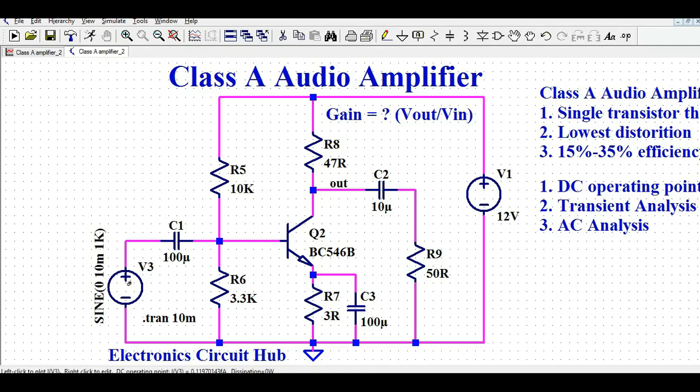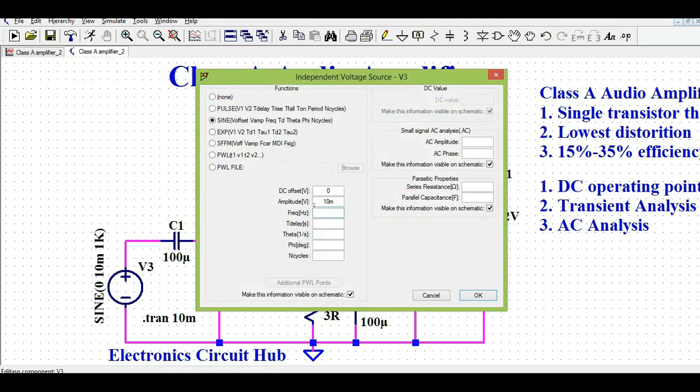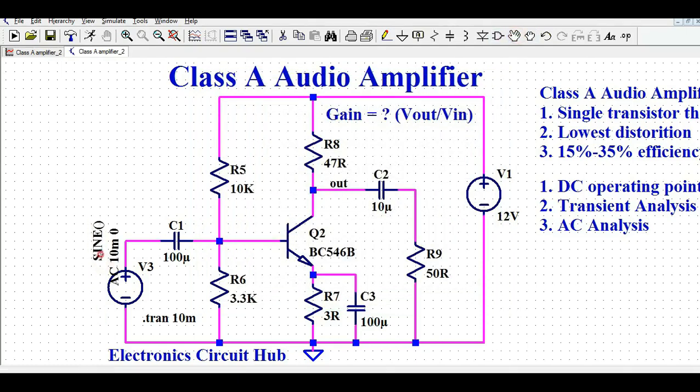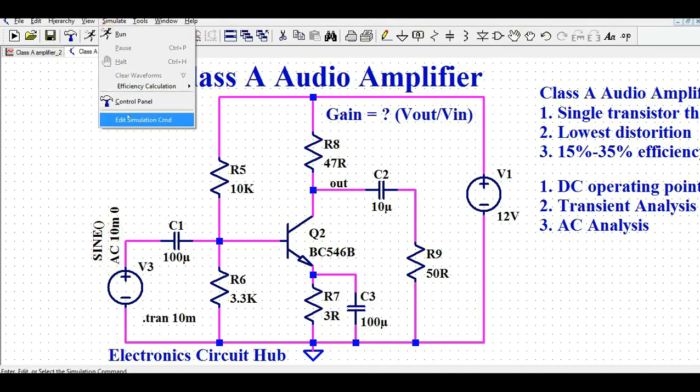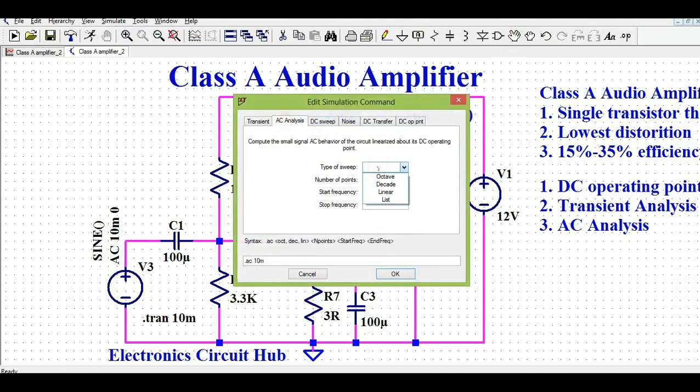In order to run the frequency response or AC analysis, what you need to change in this circuit is V3. Right-click on V3, remove everything here, and place 10 millivolt here with the phase at 0. Now go to Simulate, Edit Simulation Command, AC analysis, type of sweep is decade, and start frequency, let's say 1 hertz, to 1 megahertz.